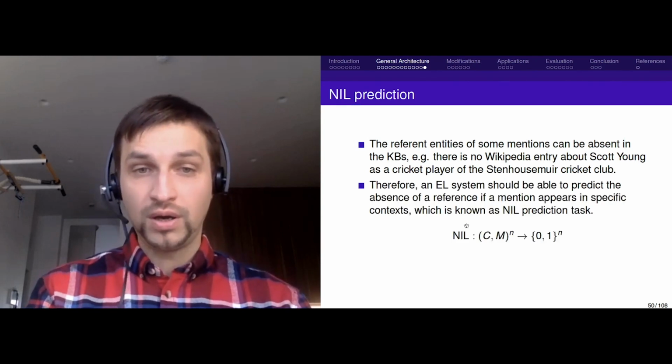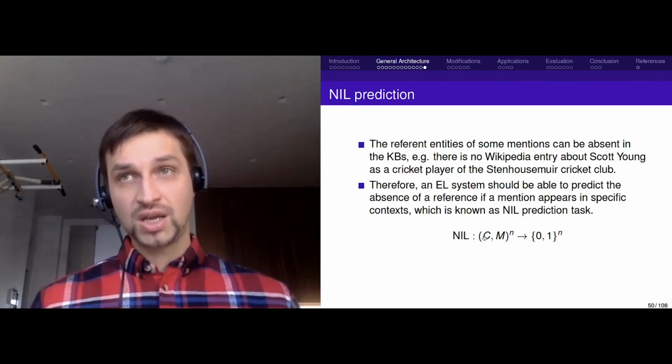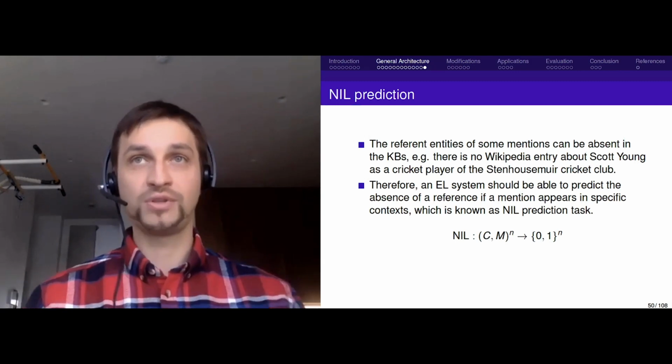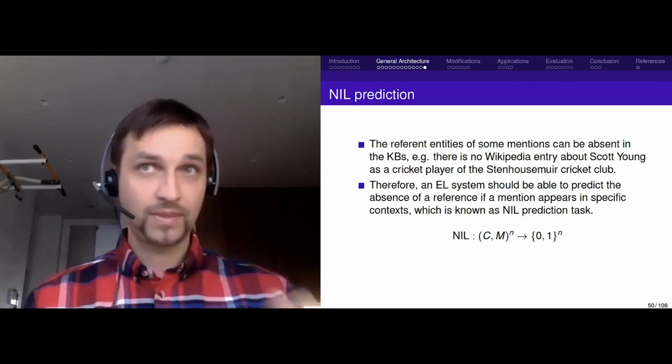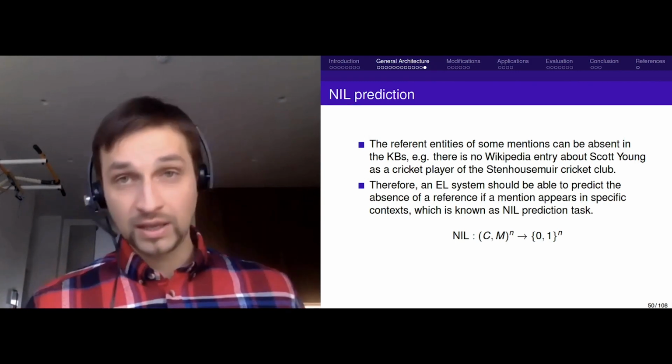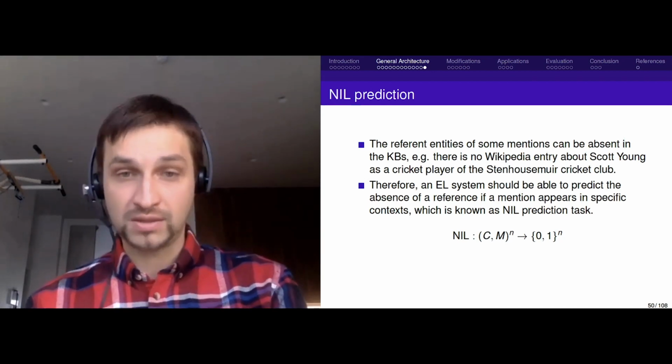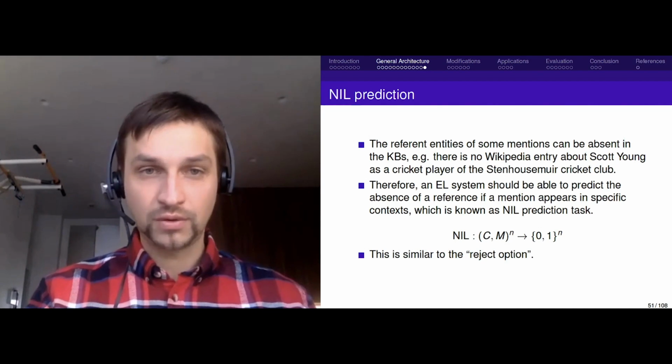And therefore, a nil prediction takes a context and mention, and then the knowledge base, right? And all possible candidates, or the candidate list, in the knowledge base, and you are trying to say, okay, it does make sense to link, or it does not. So a reject option is the last thing.